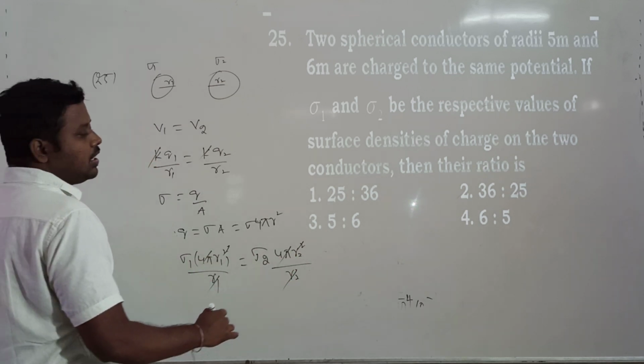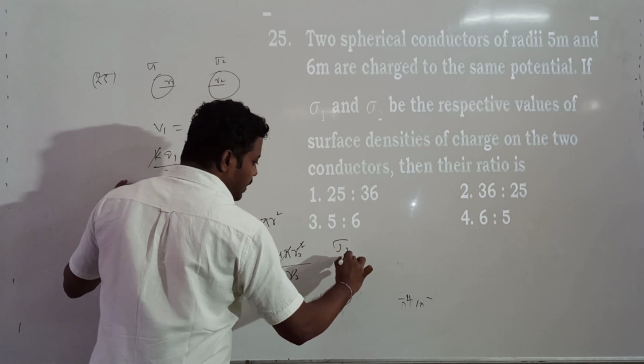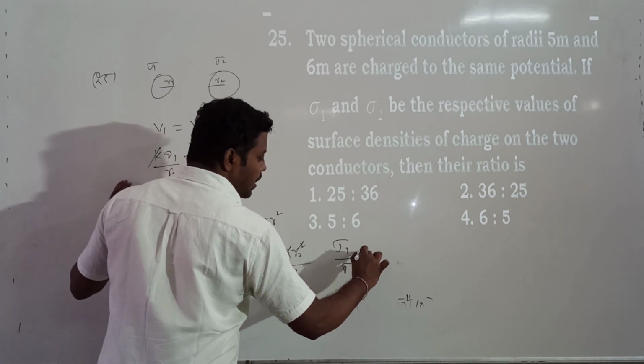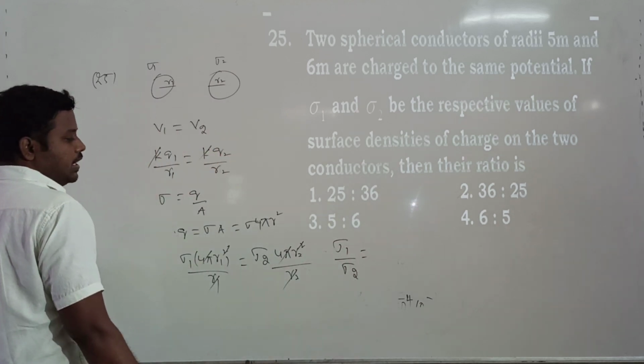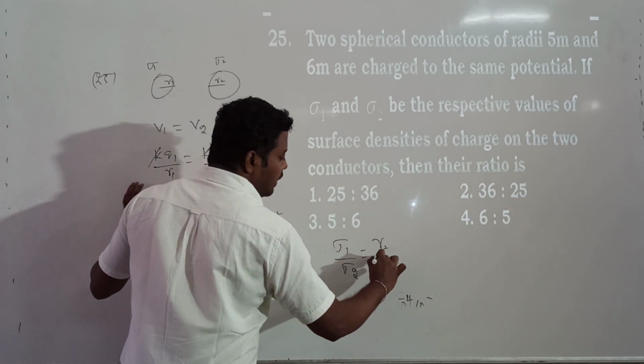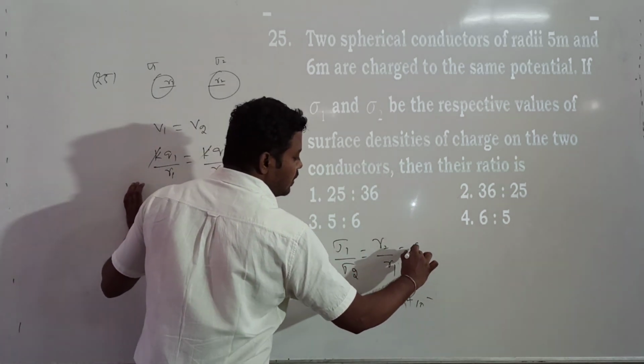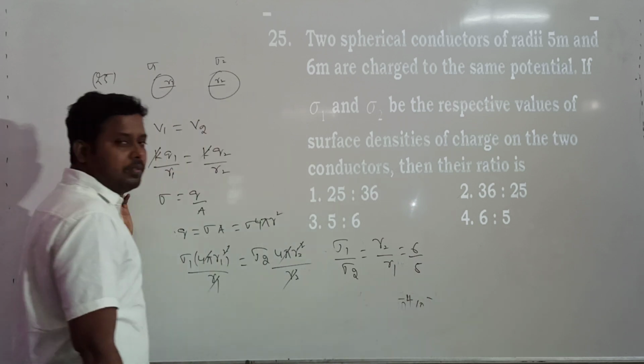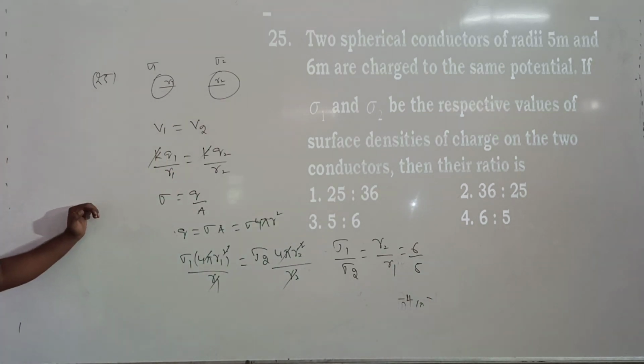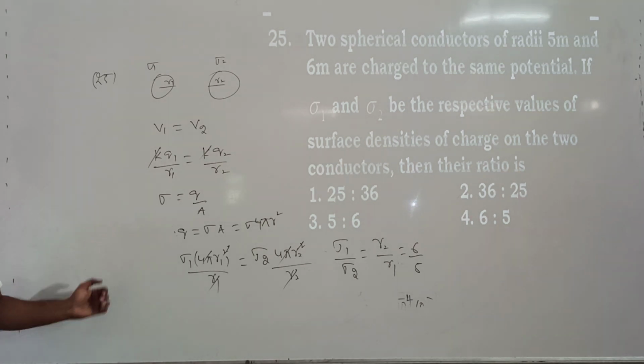They are asking what is the ratio of sigma 1 by sigma 2. So sigma 1 by sigma 2 value is equal to how much? R2 divided by R1. So that is 6 divided by 5. How much ratio? 6 is to 5. So this is question number 25. Okay? So next question.